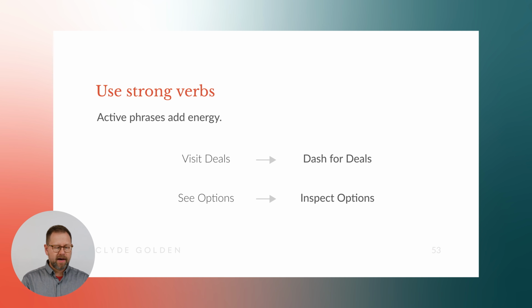Use strong verbs. Active phrases add energy. Visit deals. What about dash for deals? See options. What about inspect options? Part of it you're going to have to decide based on your own brand voice. And we're going to talk about this in the 3rd video, Bedside Manner for Brands, about interpreting brand voice into a moment. But you're going to have to think about the moment you are in the customer journey and what that tone is and what that call to action might be, and that there needs to be a resonance to that moment.